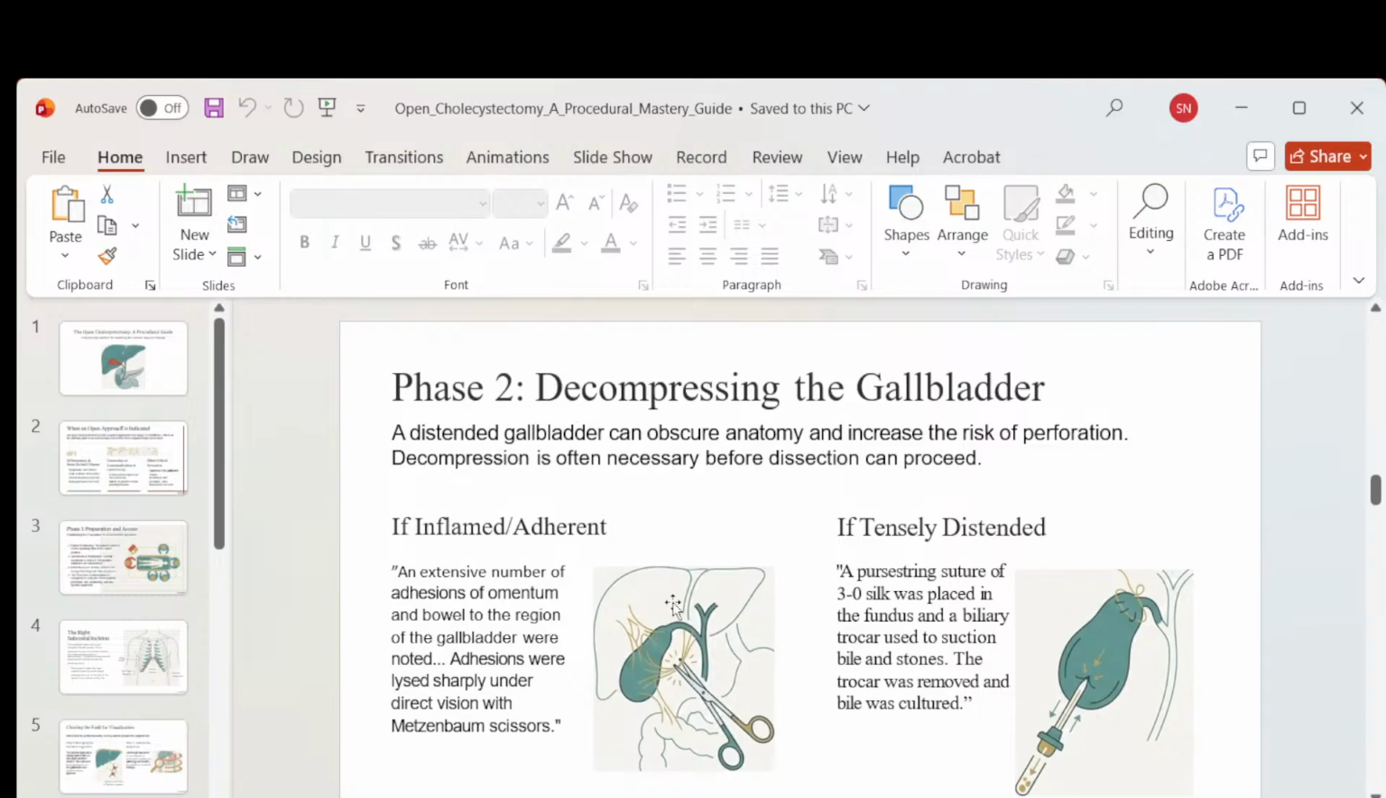So, decompression of the gallbladder. A distended gallbladder can obscure the anatomy and increase the risk of perforation. So, decompression is often necessary before dissection can proceed.